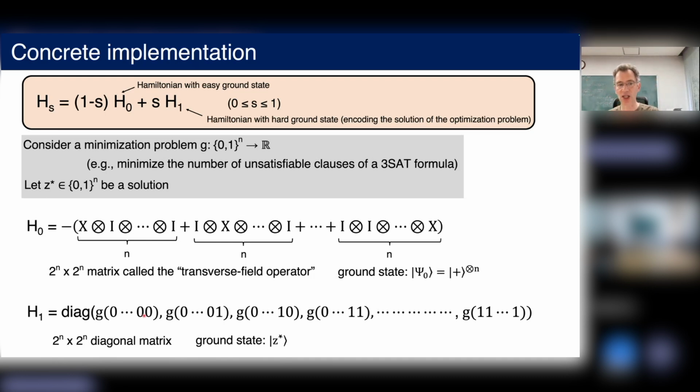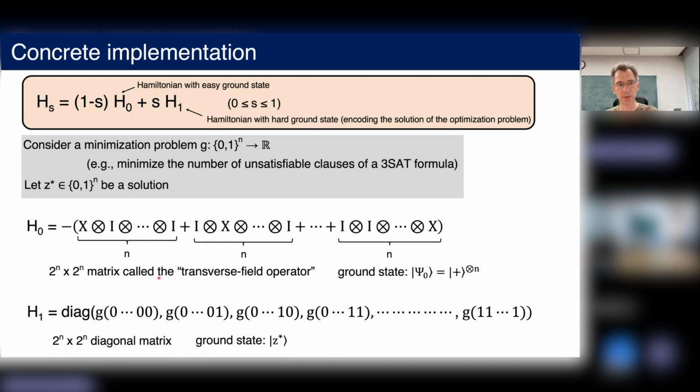And the eigenvalues are precisely the values in the diagonal, and the ground state, the smallest eigenvalue, is precisely the eigenvalue corresponding to the solution, Z star. And the ground state will be precisely this. Okay, it's very simple because it's diagonal.